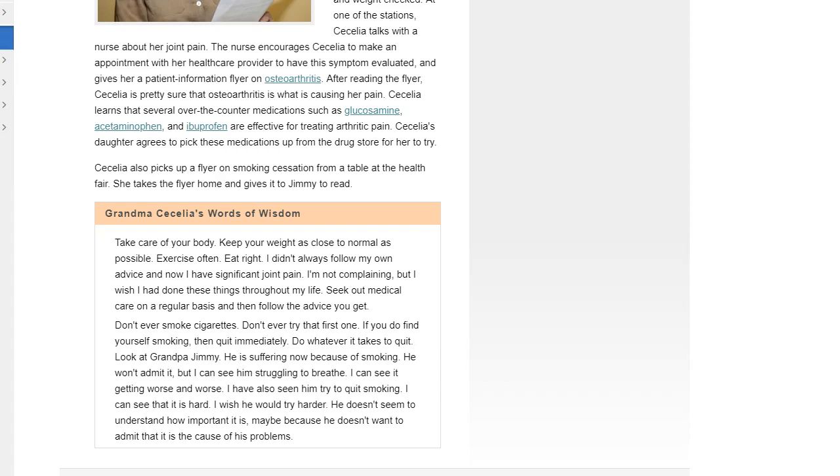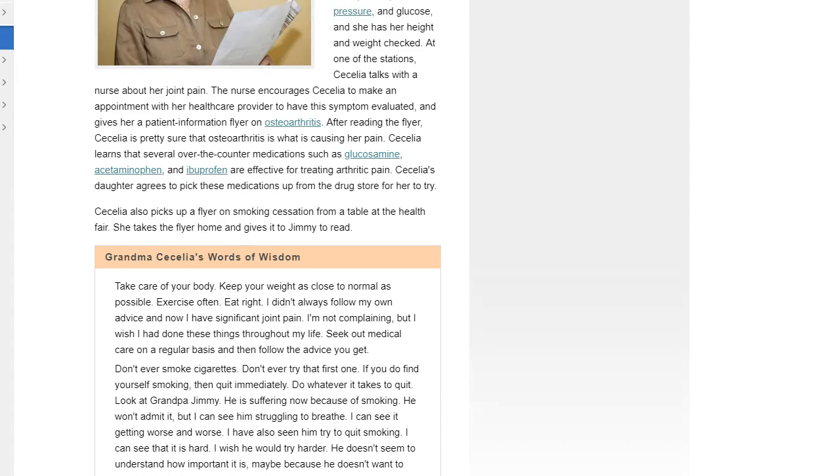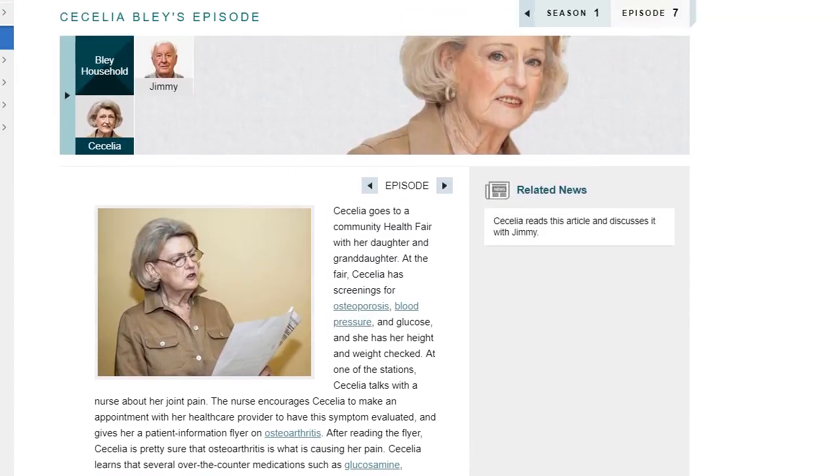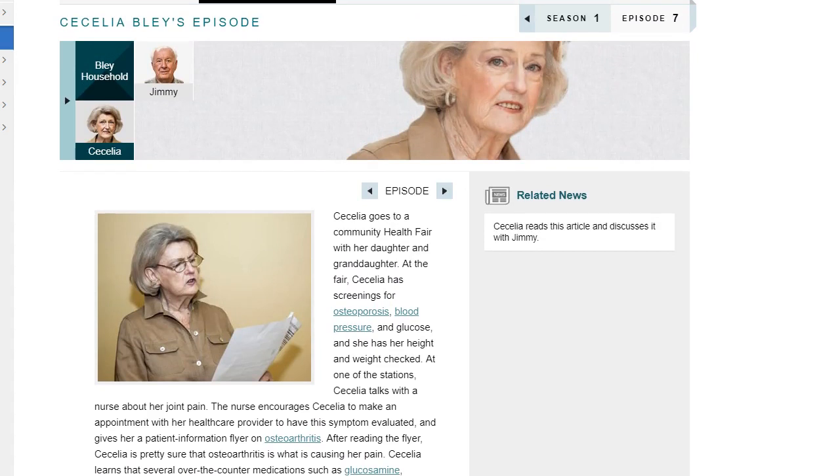I have also seen him try to quit smoking. I can see that it is hard. I wish he would try harder. He doesn't seem to understand how important it is, maybe because he doesn't want to admit that it is the cause of his problems. And I think if you remember, we talked about Jimmy Bly with his problems with COPD. He's the one that's extremely hard of hearing.